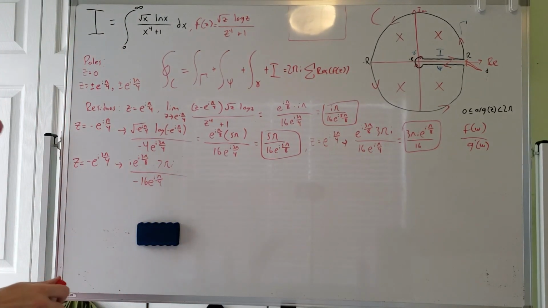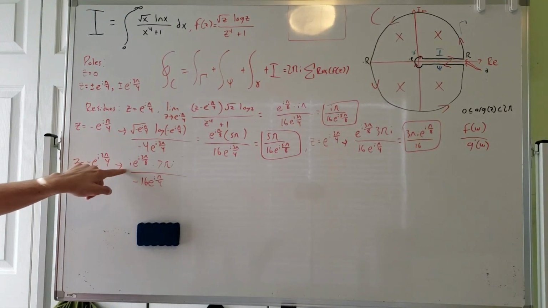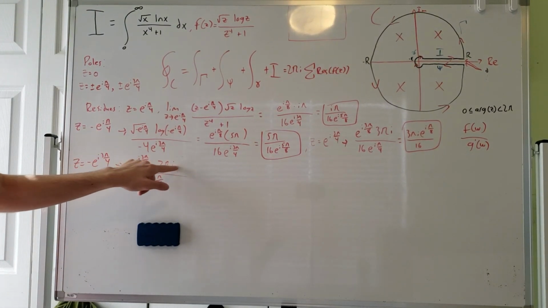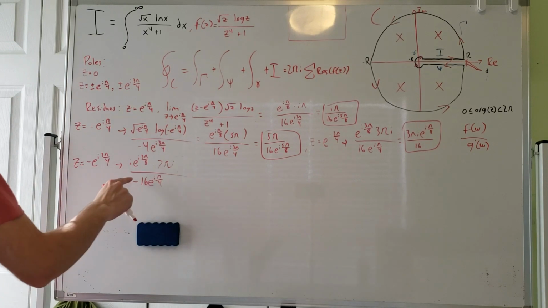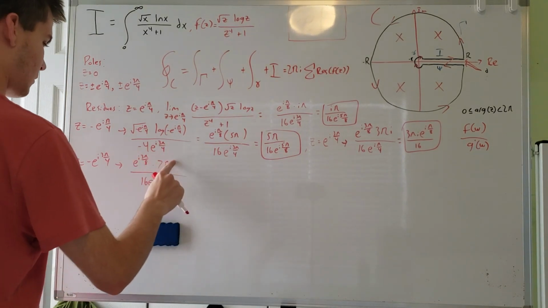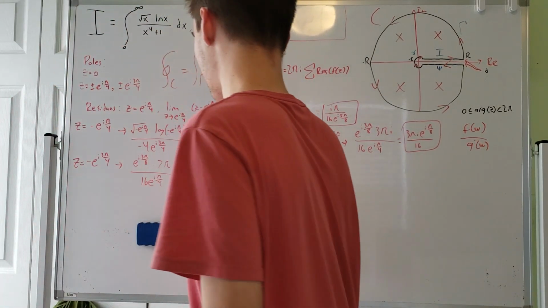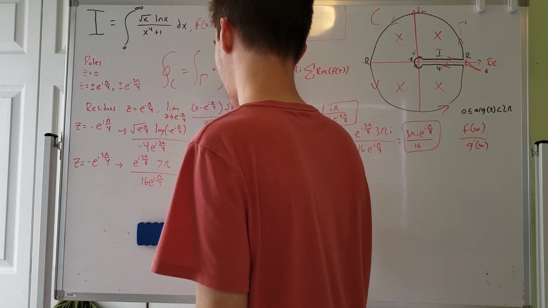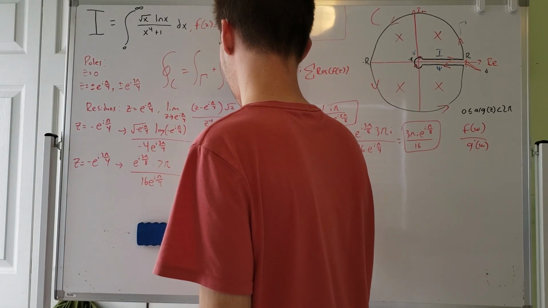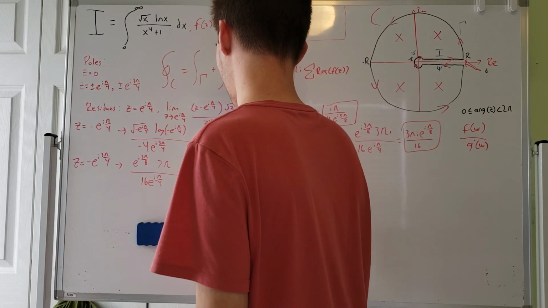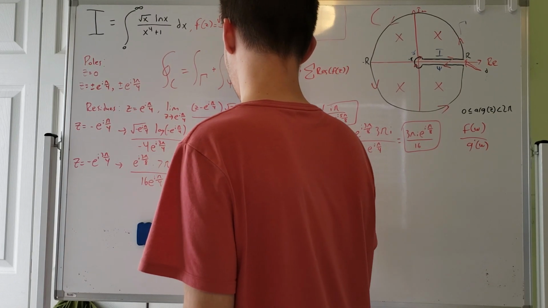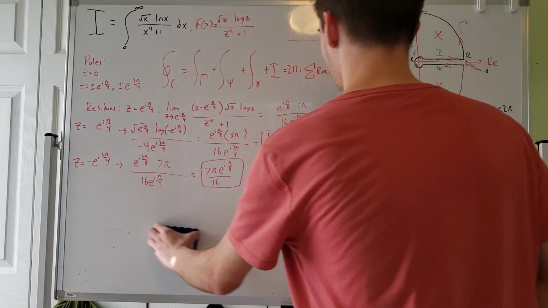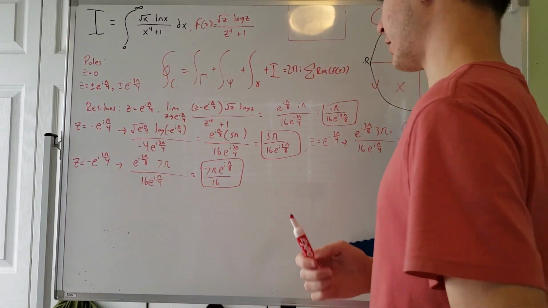And then, similar to before, we notice that the i will make this i a negative 1, which will cancel out the negative here. So those can just vanish. And then we factor out again. This will give us 7 pi e to the i pi over 8 over 16. Okay, that's our final pole.